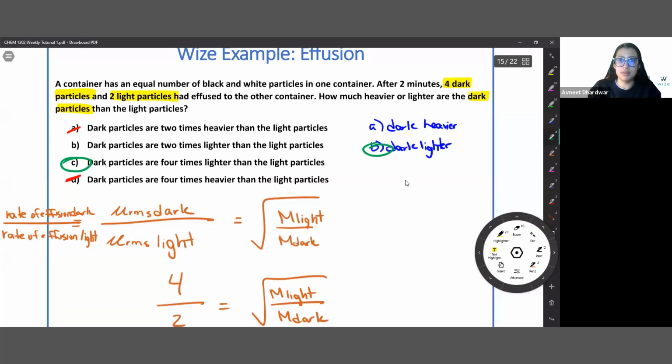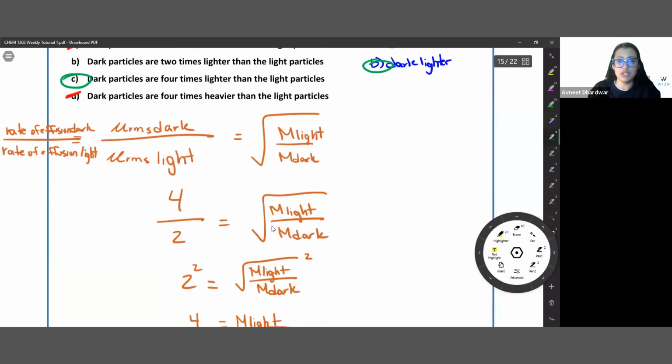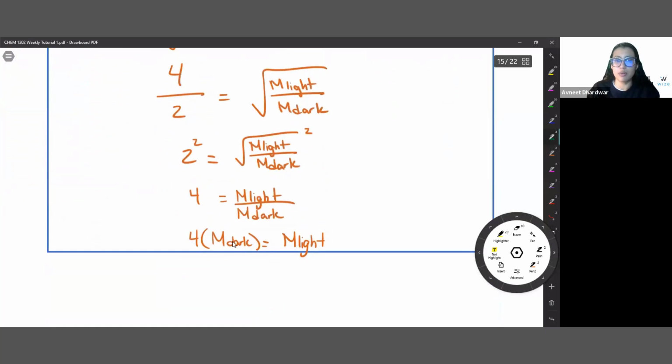Okay? So here we again just figured out that dark particles are lighter since we saw them effuse faster. And then using the root mean squared equation, we could actually see how the molar masses of both of those particles were related. We found the dark particles were 4 times lighter.